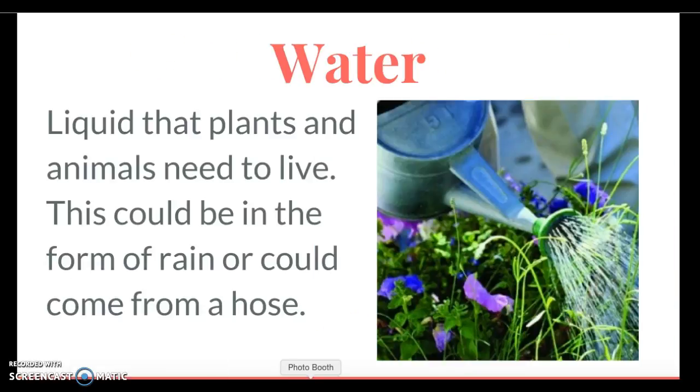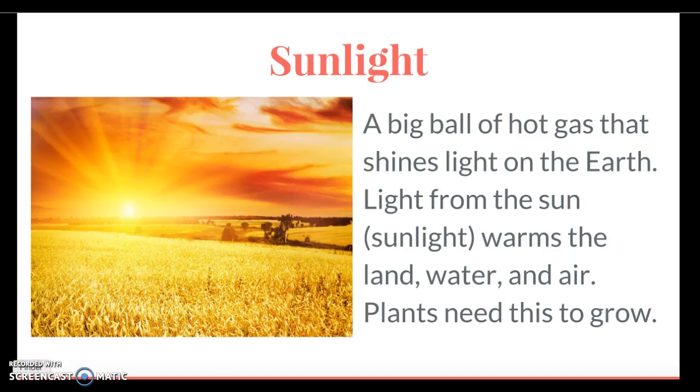The first thing we're going to talk about is water. Water is a liquid that plants and animals need to live. This could be in the form of rain or could come from a hose. The next thing is sunlight, which is a big ball of hot gas that shines light on the earth. Light from the sun, or sunlight, warms the land, water, and air. Plants need this to grow.